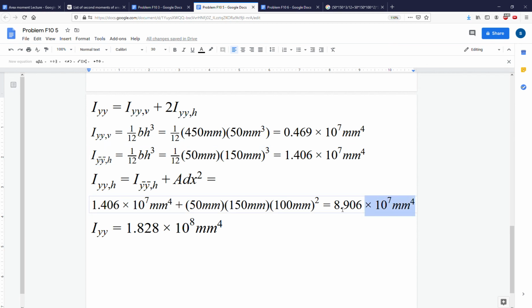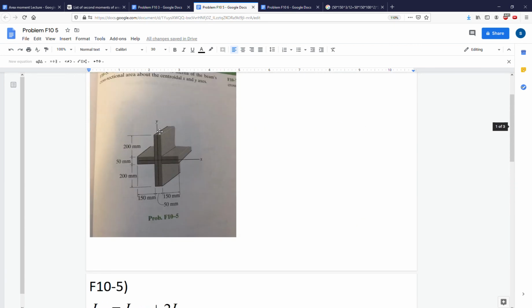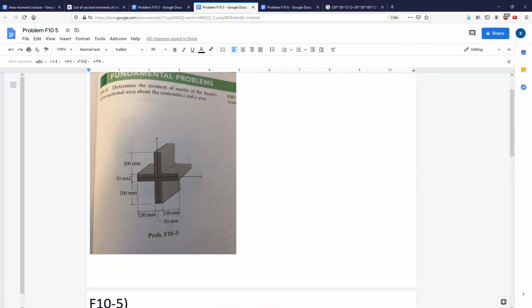Also keep in mind that there are two of them, so the total moment of inertia about the y-axis is equal to this times 2 plus this, which comes out to 1.828 times 10 to the 8th millimeters to the 4th power. Notice again that the contribution of the component along that axis is minuscule compared to the contribution of the piece perpendicular to that axis.